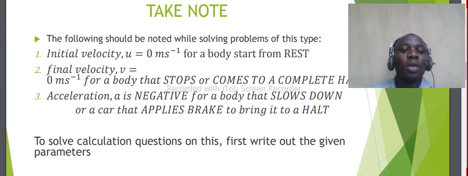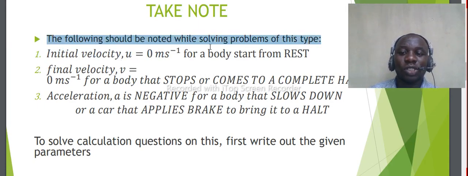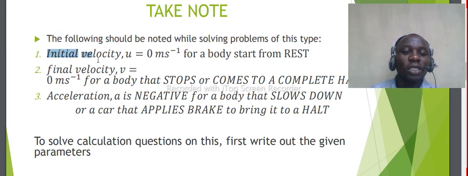So before we take some examples here, we are going to look at some things which are very important when using those equations we have discussed earlier. The following should be noted when solving problems of this type. 1. The initial velocity u: we take it as 0 whenever a body starts from rest. So when you see in the question that the body starts from rest, that means the initial velocity of the body is 0. So you take u to be 0.